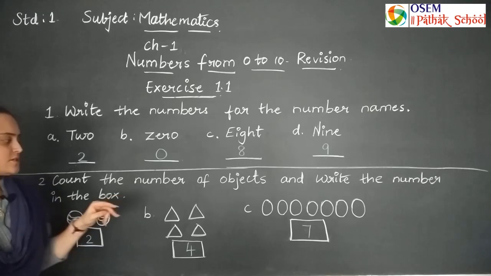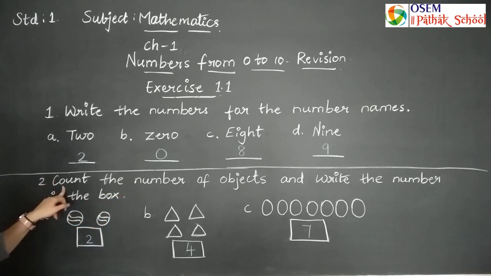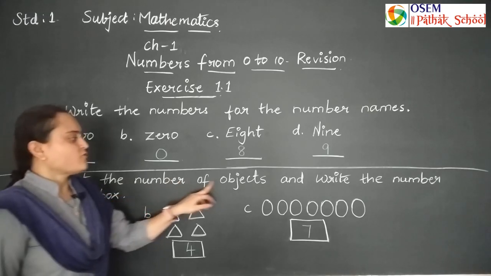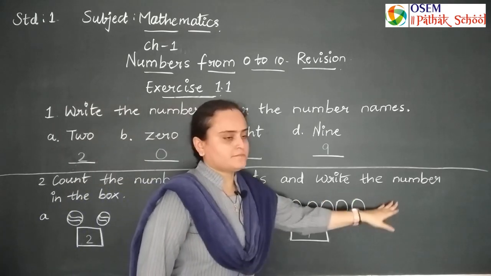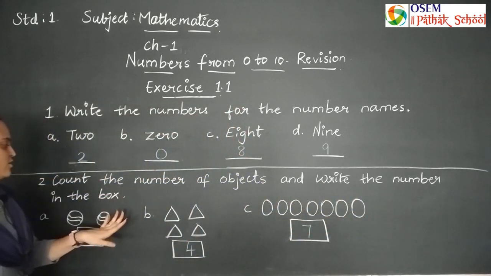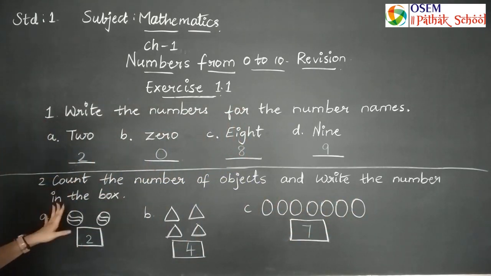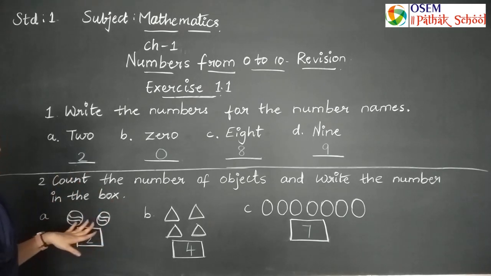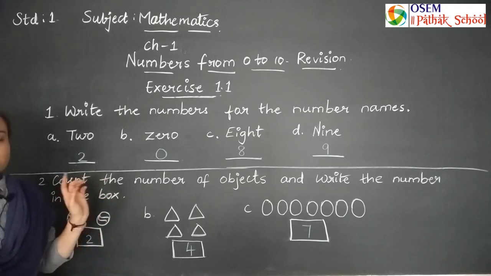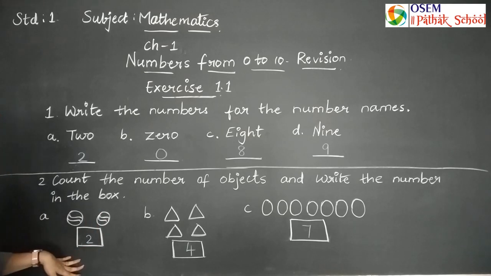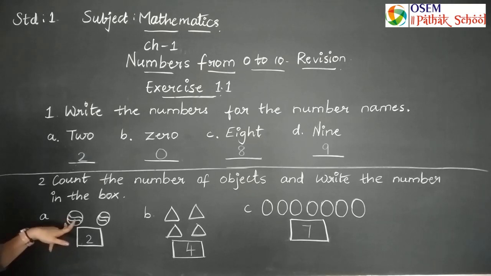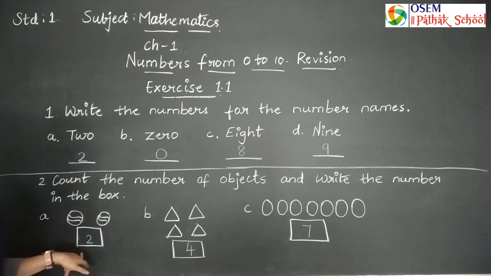Now second question. What is the second question? Count the number of objects and write the number in the box. So first you have to count the objects. Whatever objects are given here, count them one time and write in the box. See in A, what object is given here? Ball. So how many balls are there? 1, 2. So you have to write 2 in the box.